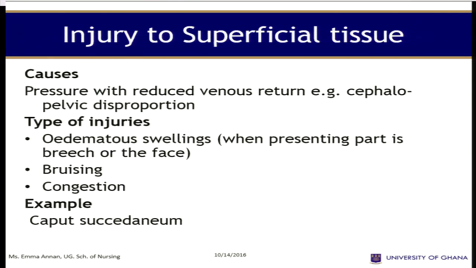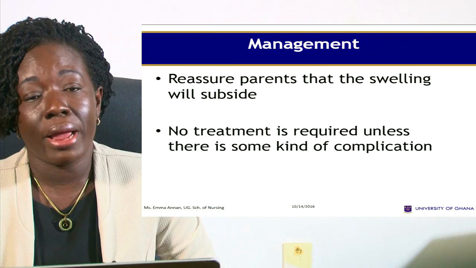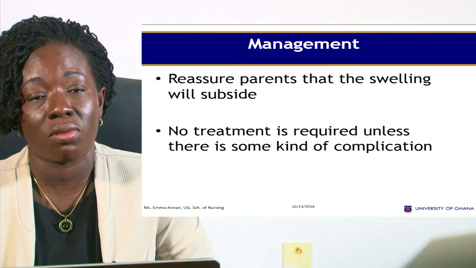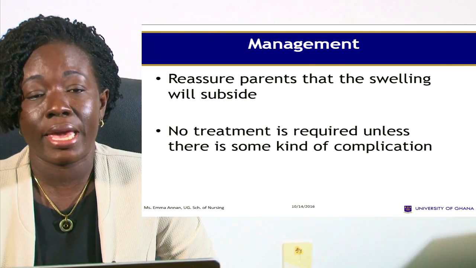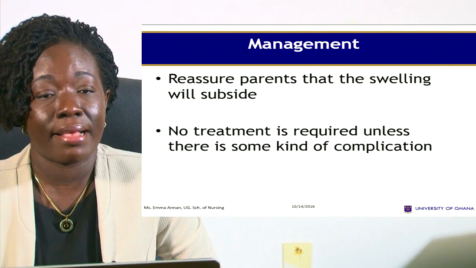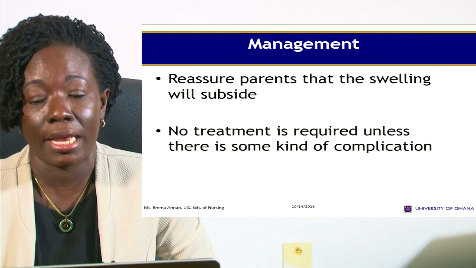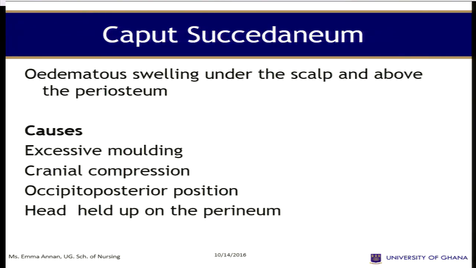So how do you manage? What you do is that you reassure parents that the swelling will subside. Usually we don't give treatment unless there is some kind of complication. Let's look at Caput Succedaneum. Caput Succedaneum is a swelling under the scalp and above the periosteum.